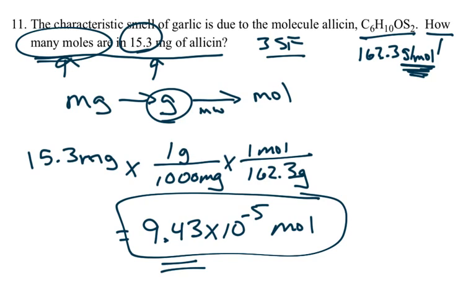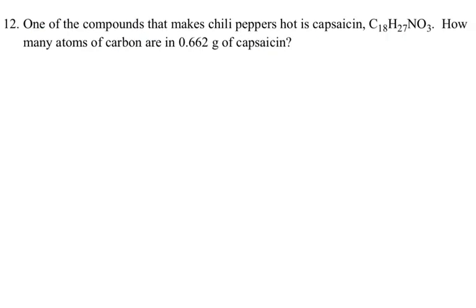All right. Number 12. We're talking about capsaicin. Once again, some other weird thing with formulas. You got to get quick at these molecular weights. Just put in your calculator: 18 times 12.01 plus 27 times 1.008 plus 1 times 14.01, I think, plus 3 times 16. All right. So you just put that in. We get a molecular weight, 305.4 grams per mole.